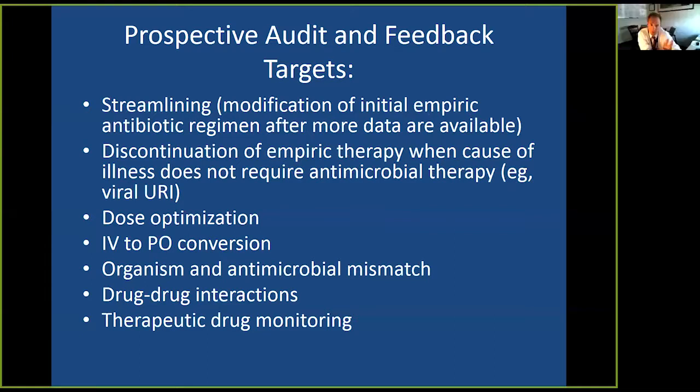And I'd love to hear, once we finish this, whether or not you all think formulary management is something that could be improved upon in your facilities. I suspect it could, but I'd love to hear what everybody else thinks.